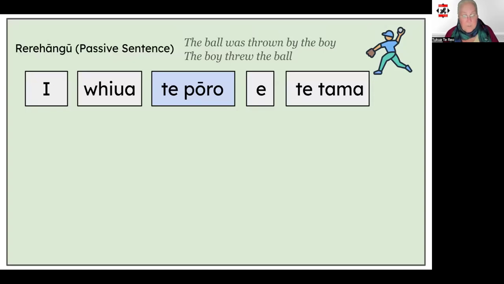Let's start with our affirmative Rerehāngū, I whiua te poro e te tama. To negate it, we'll start off with our kupu whakakāore, Kāore. Now we're going to move the taunga of the sentence forward, which you'll remember is the thing the action is being done to, which is the ball.